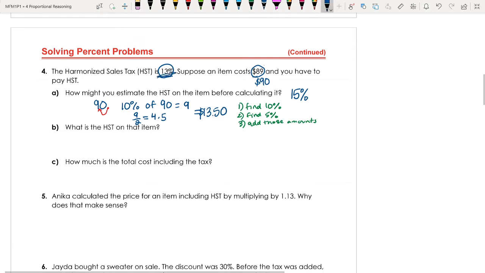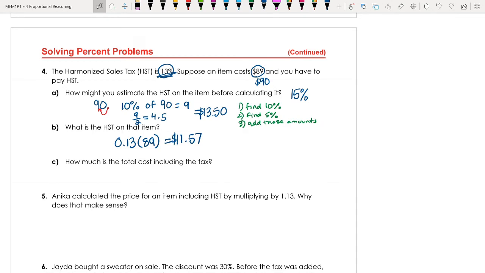So think, 13% of 89, what we're trying to find is the amount. And in order to find the amount, we have to multiply 0.13, that is the rate as a decimal, times the base, which is 89. And when we do that, we get $11.57. And again, as I said, you can see that we overestimated on the tax.